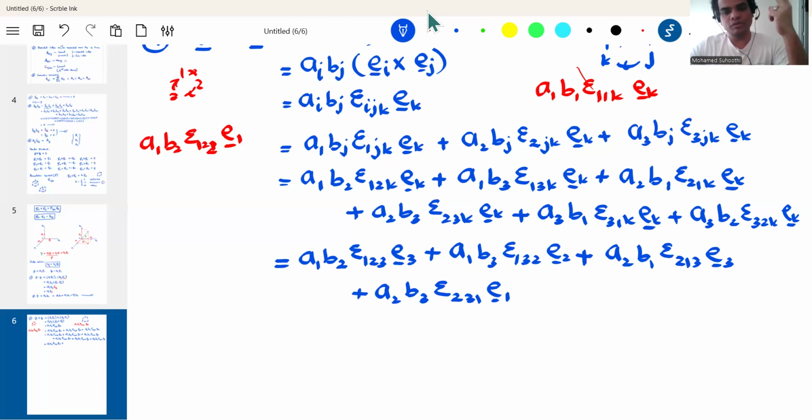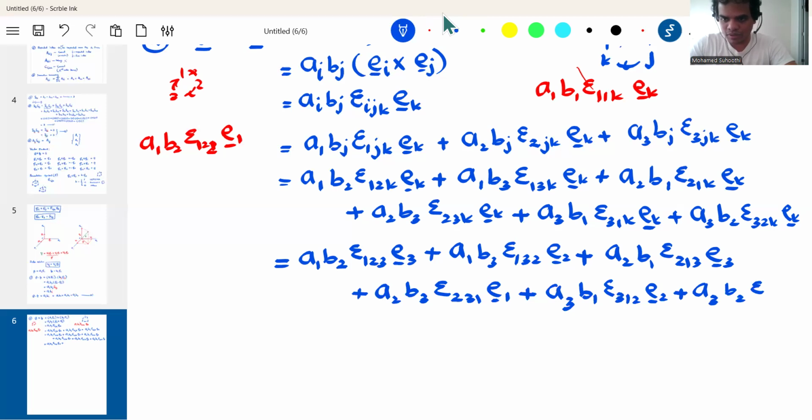Okay. 2, 3, 2 is 0. 2, 3, 3 also 0, right? From here, 1 is not applicable. 3, 1, 1 is 0. 3, 1, 2 is there. 2 is there, right? A3, B1, epsilon 3, 1, 2, E2. Then 3, 1, 3 is 0. I no need to worry about it, right? Here, when I substitute 1, 1 will be applicable. 3, 2, 2 is 0. 3, 2, 3 also 0, right? So therefore, only 1 will be there. A3, B2, epsilon 3, 2, 1, E1.